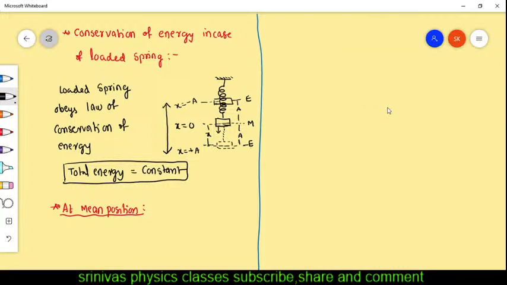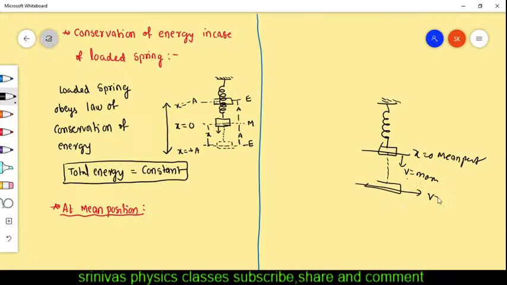You see here, this is the original location. This is x equal to 0. This is the mean position. At mean position, it has a large kinetic energy. Then only will it go. It has a maximum velocity, right? And then it will go with that velocity to this side, and then here the velocity will become 0.